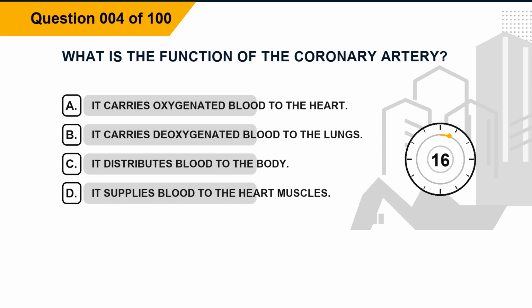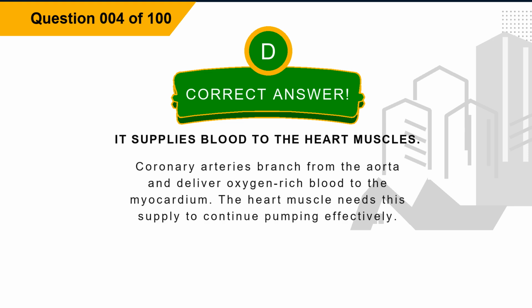Question 4. What is the function of the coronary artery? Option A, it carries oxygenated blood to the heart. Option B, it carries deoxygenated blood to the lungs. Option C, it distributes blood to the body. Option D, it supplies blood to the heart muscles. The correct answer is option D, it supplies blood to the heart muscles. Explanation. Coronary arteries branch from the aorta and deliver oxygen-rich blood to the myocardium. The heart muscle needs this supply to continue pumping effectively.